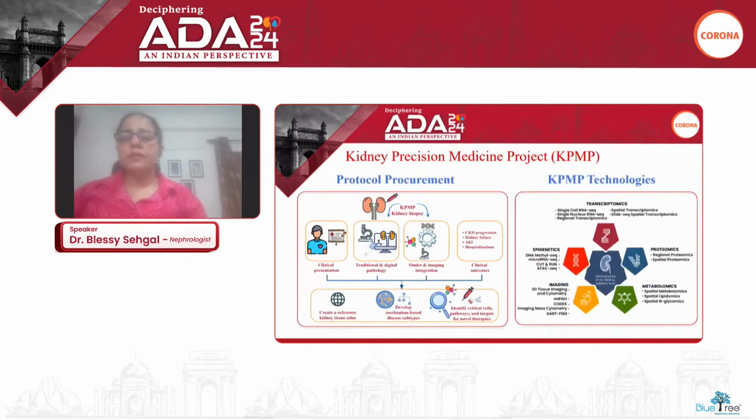In this project, clinical presentation and clinical data were collected. Traditional and digital pathology, including EM, was done. Various transcriptomics were run on these kidney biopsies, and we study this. What they studied was kidney disease progression, kidney failure, AKI, and hospitalization. The main aim was to create a reference kidney tissue atlas to understand the various mechanisms of the disease and to identify the targets which can be used for newer therapies. Next slide.